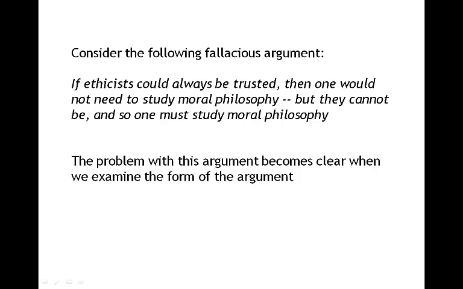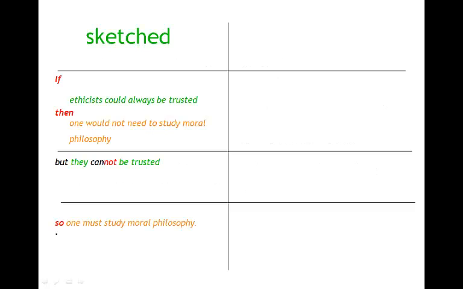The problem, though, becomes clear once we begin to examine the formal structure of the argument. And then we'll see that it's obviously a bad argument. So let's sketch it out, and here what we're doing is we've sketched the structure of the argument. So we have an if-then operator. So if ethicists could always be trusted, then one wouldn't need to study moral philosophy. And you see the if-then is doing the formal work here. This is the little phrase that holds together the formal structure.